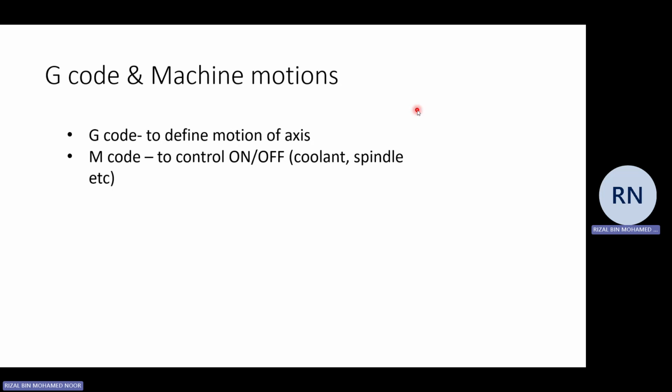For G-code machine motion, we have two kinds of things that we can see from the G-code. G-code defines the motion of the axes X, Y, Z, and also your additional axes A, B, C. And M-code is specifically used to control on and off functions, for example, coolant on, spindle on, and so on.